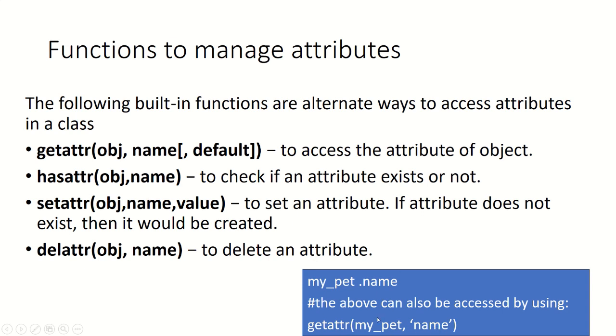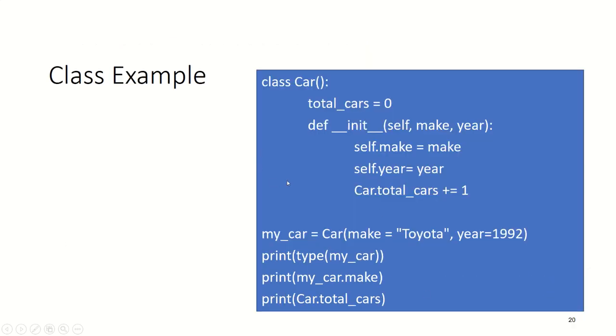So these are the ways where you could use functions to access or manage the attributes of a particular class. This is a different way that you could access a particular attribute of a class by using the function. If you want to do that, then you can use getattr, that's all. If you simply call my pet dot name, it is the same as using getattr of my pet comma name. So this is a simple example.